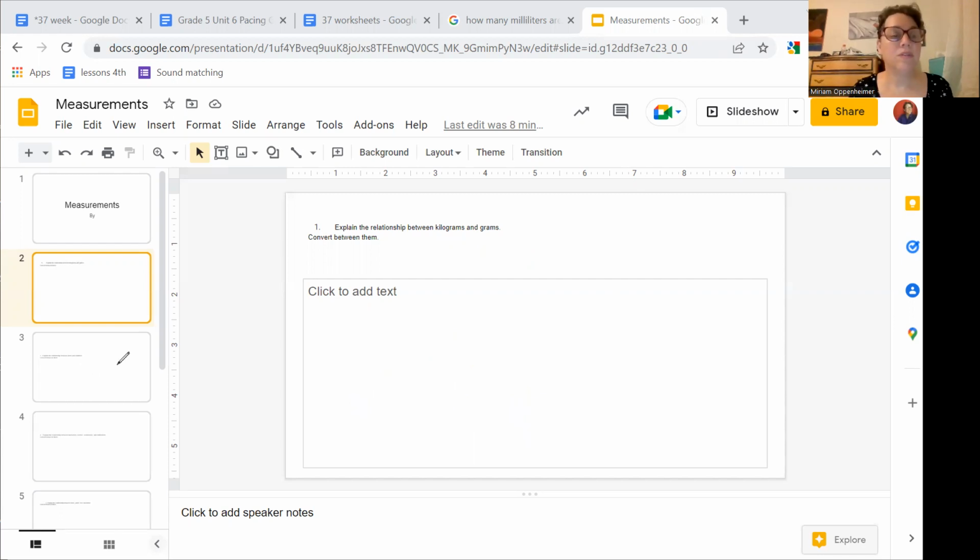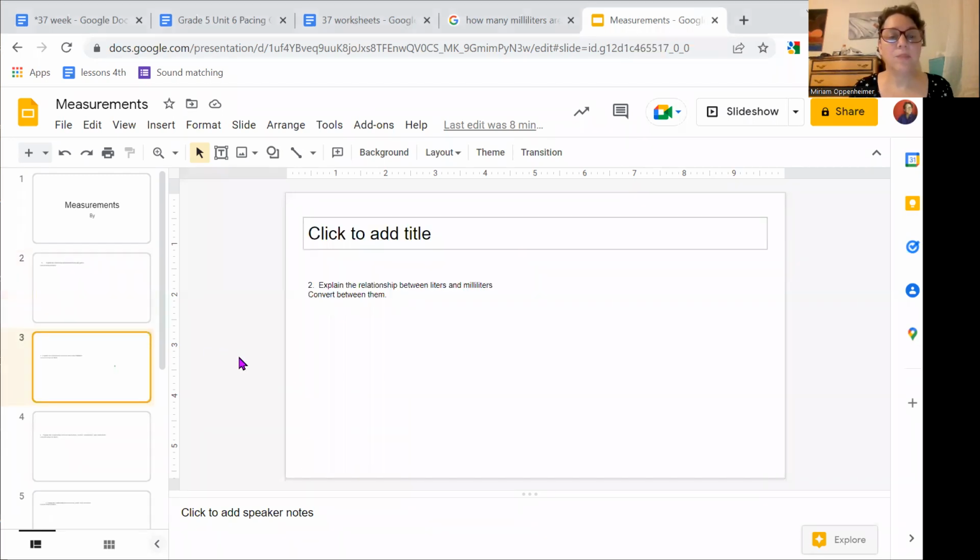So for slide number 3, it says, explain the relationship between liters and milliliters. And that's basically the same thing where milliliters, it takes 1,000 of them to make 1 liter, right? And remember that liters are for measuring liquid like water, milk, anything that is a liquid, okay? And so again, convert between them. 1 liter is 1,000 milliliters.